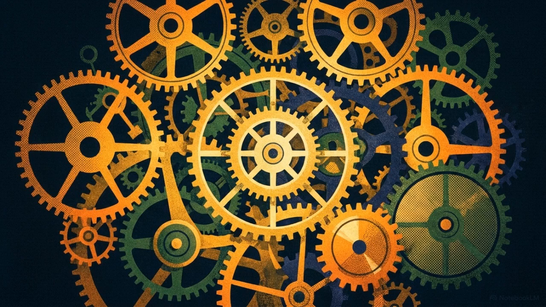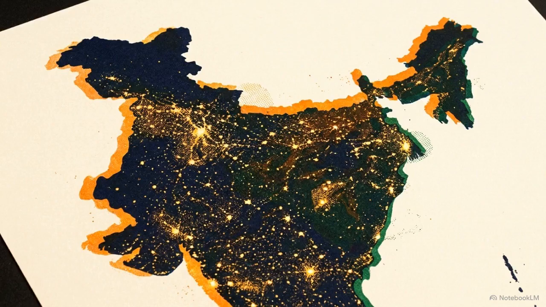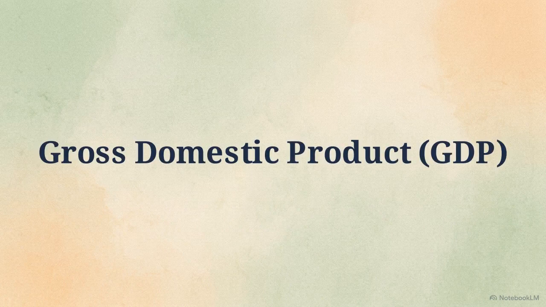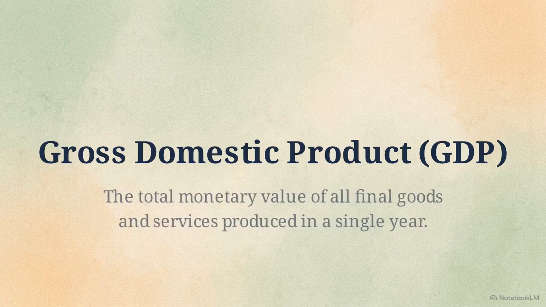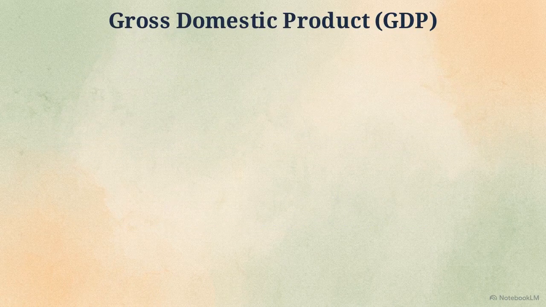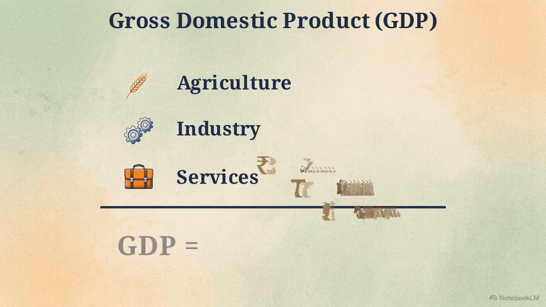If we zoom all the way out from Rohan's local market, we can look at the output of the entire country. To understand if a nation of over 1 billion people is healthy, economists measure gross domestic product. This diagram shows the scale of that measurement. GDP is the total monetary value of every final good and service produced within India's borders in a single year. It is the combined output of every farm, factory, and tea stall in the nation.